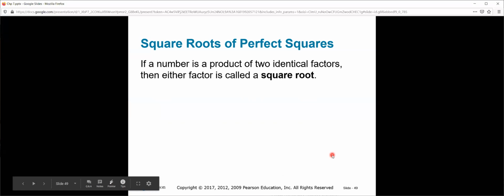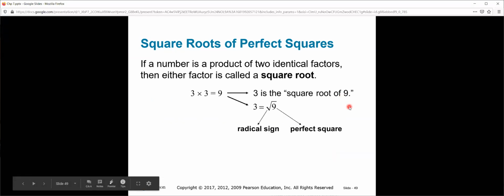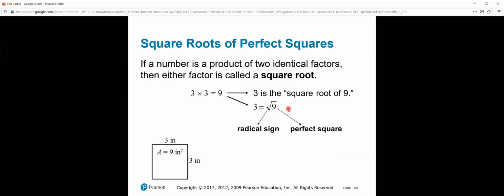Square roots. Ugh, why is that in geometry? Well, let's talk. If a number is a product of two identical factors, then either factor is called a square root. We know how to square something. We know what something is squared. So by definition, a square root would be the parts involved. Right? 3 times 3 is 9. Or we could say 3 squared is 9. There is my square, that 2 up there. That's where the square root connects to, that's where it gets its name, essentially, right?